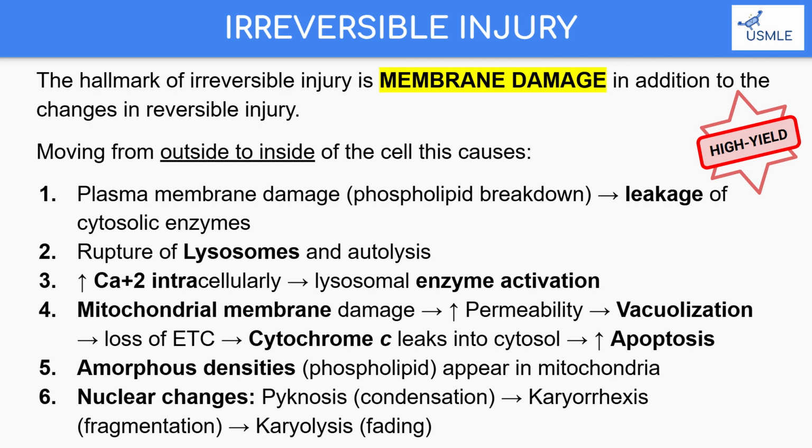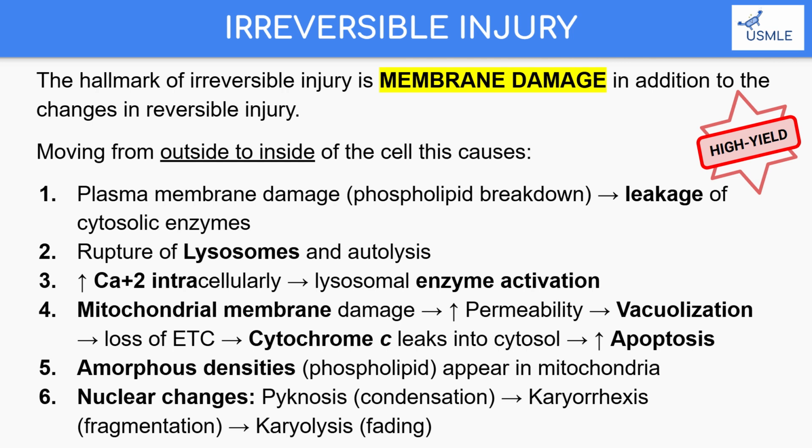Inside the mitochondria, membrane damage leads to increased permeability, which disrupts their structure. This causes vacuolization, or the formation of vacuoles in the mitochondria, and the loss of the electron transport chain. As a result, cytochrome C, a protein that is normally contained within the mitochondria, leaks into the cytosol. This triggers a cascade of events that increases apoptosis, or programmed cell death. In the mitochondria, amorphous densities, phospholipid accumulations begin to form, signaling severe mitochondrial dysfunction.